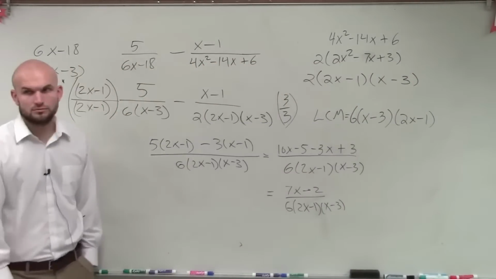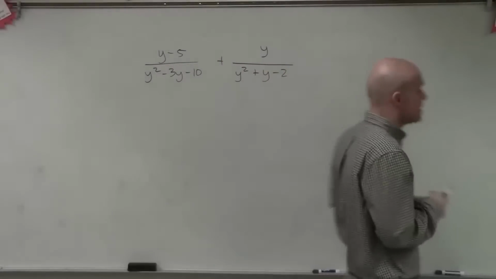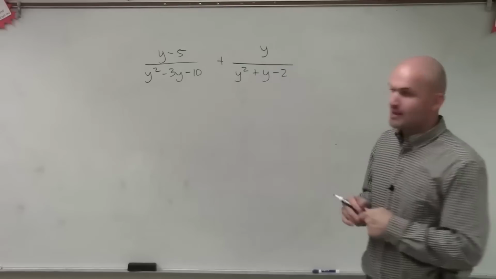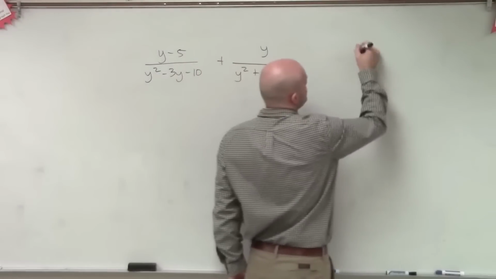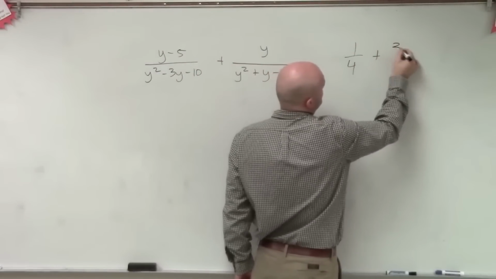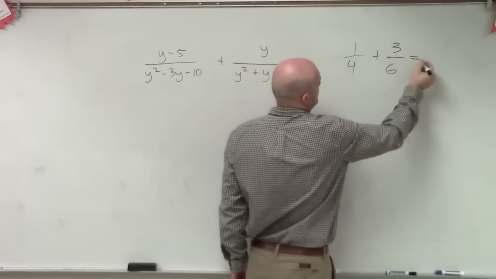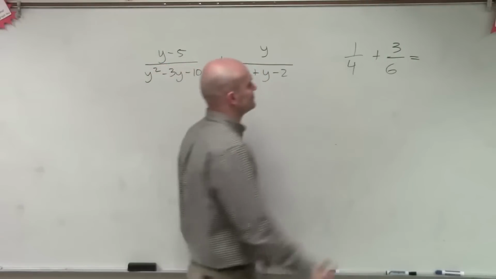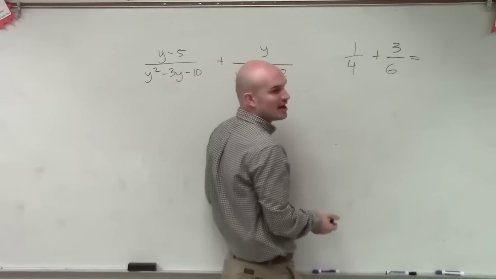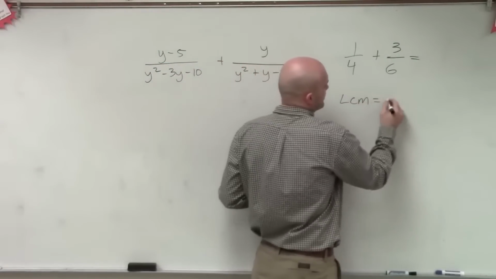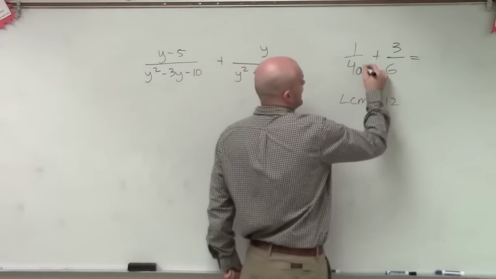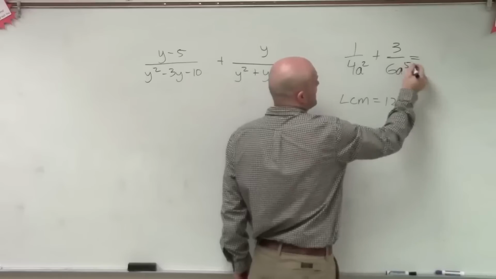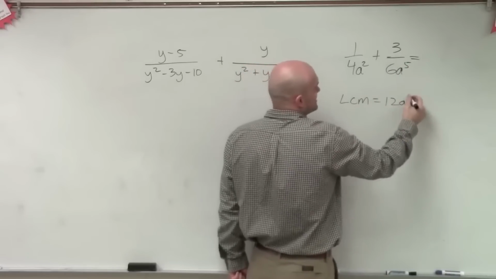Good? Next: y minus 5 divided by y squared minus 3y minus 10, plus y divided by y squared plus y minus 2. All right, now before, ladies and gentlemen, it was pretty basic to find the LCM if I had 1/4 plus 3/6. We already knew the LCM in this case is going to equal 12. And even when we added a squared and a to the 5th, you could say the LCM is a to the 5th.